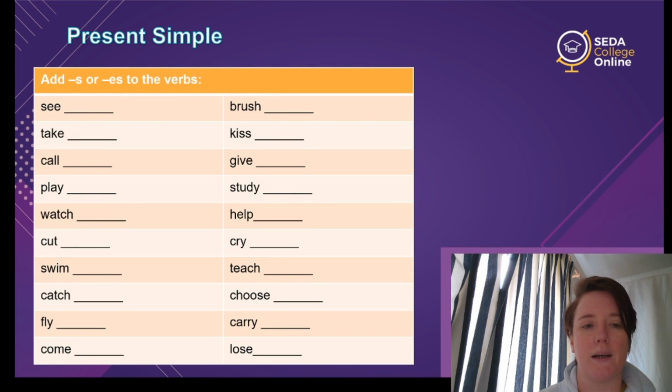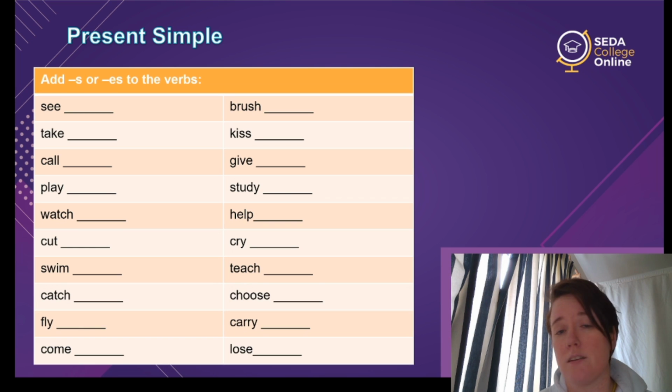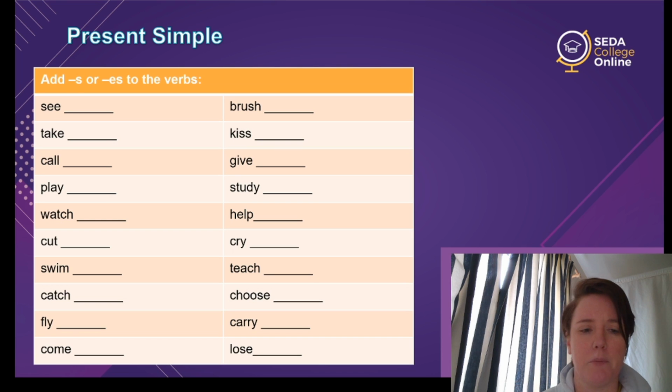Now you're going to do some practice. Look at the words that I've written down here. These are all verbs. I want you to add s, es, or maybe ies to these following verbs. So again, take out your pen and paper, and you can write down. You only need to write down the third person verbs. So see, take, call, play, watch, cut, swim, catch, fly. Just look at the endings of all of these, and use the rules to help you.